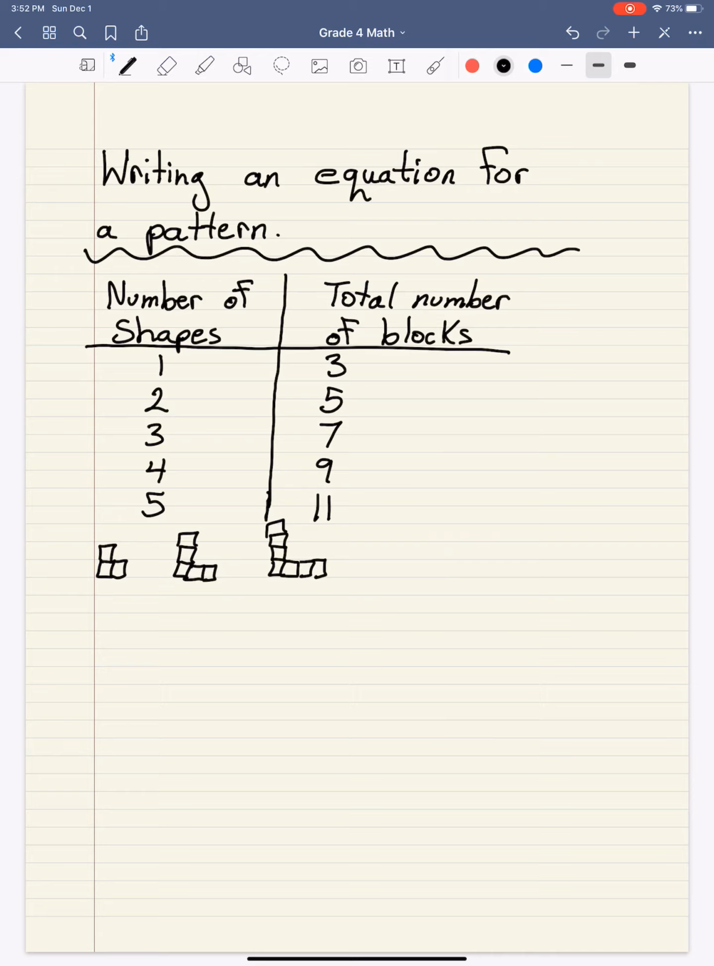Welcome to our second video for the patterns unit. In this video, we're going to see how we can write an equation for a pattern.